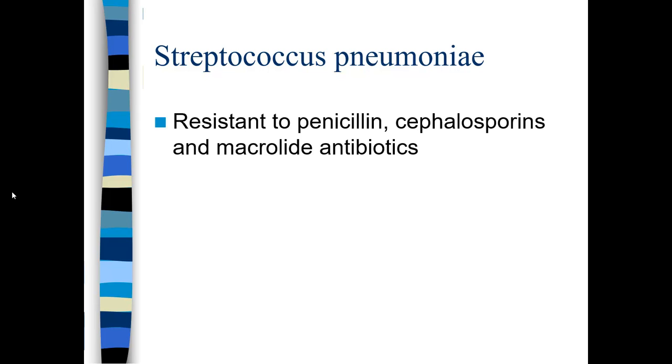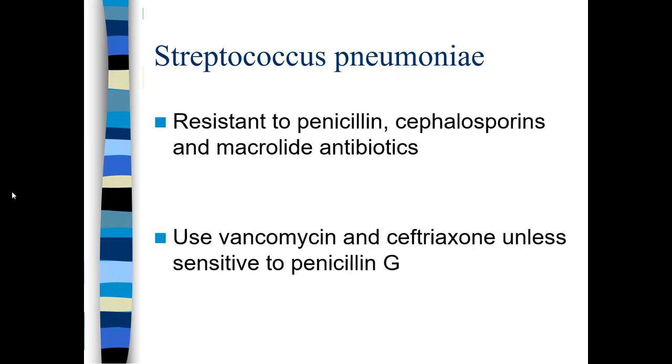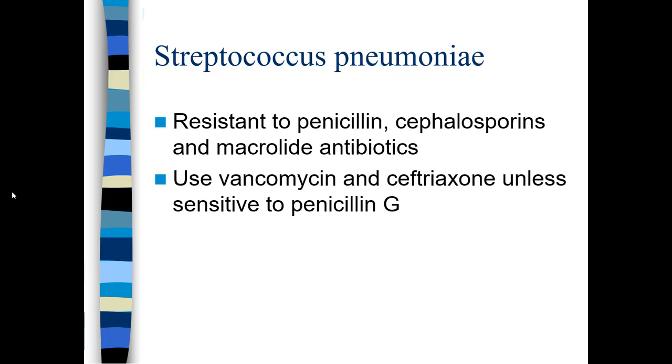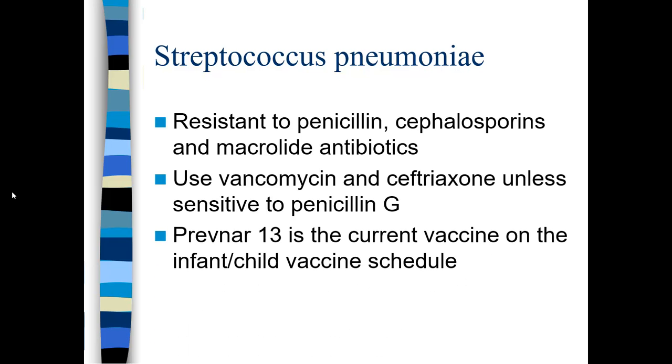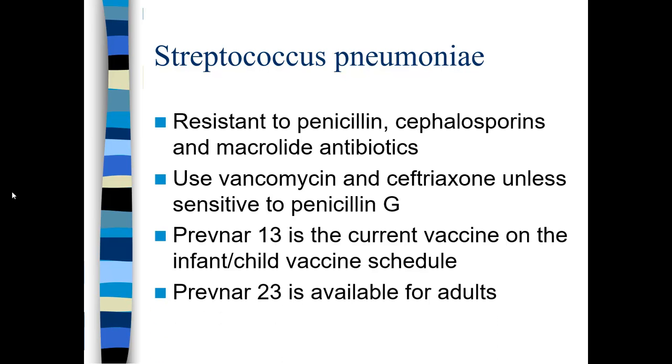It's resistant to penicillins, cephalosporins, and macrolides. So something that is used very often is vancomycin, although it has a lot of toxic side effects. And ceftriaxone is used unless the particular strain is determined to be sensitive to penicillin. There's Prevnar 13, and that's on the infant child vaccination schedule. So that's actually required for school attendance in California. And then Prevnar 23, which replaced Pneumovax, is available for adults.